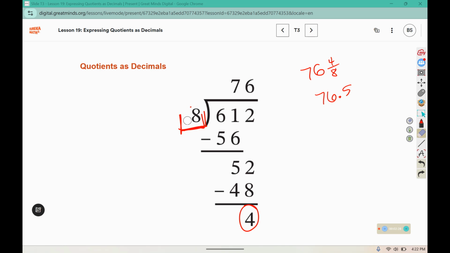If we were to continue this long division process, we could write a decimal in this position, and after the decimal point, we can continue to add zeros. 8 fits into 40 exactly 5 times, so these are equivalent to each other.